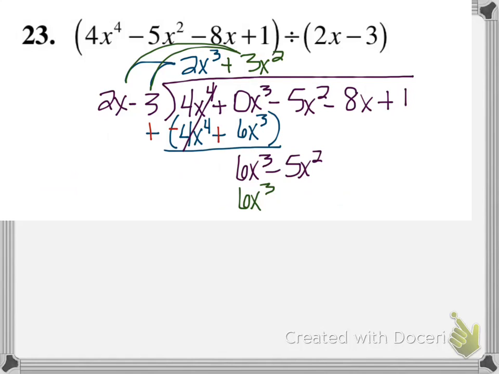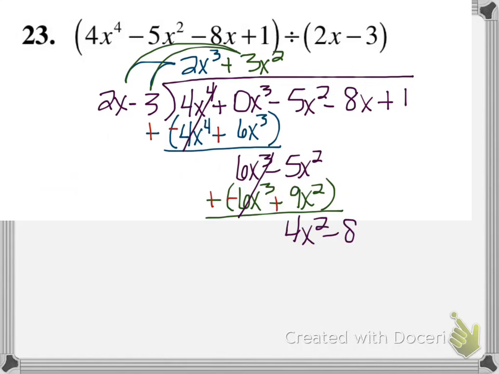3x squared times negative 3 would be negative 9x squared. Subtract that. Add the opposite. And now I can see those drop out. I have a minus 5x squared and a plus 9x squared, which will give me 4x squared. Bring down the next term. Start all over again.